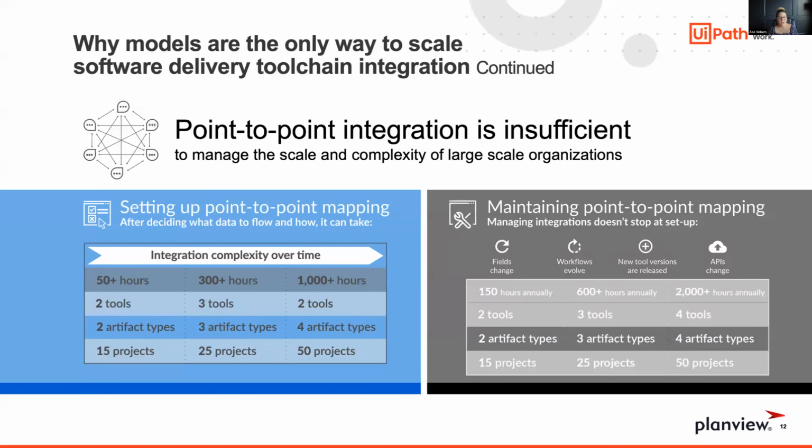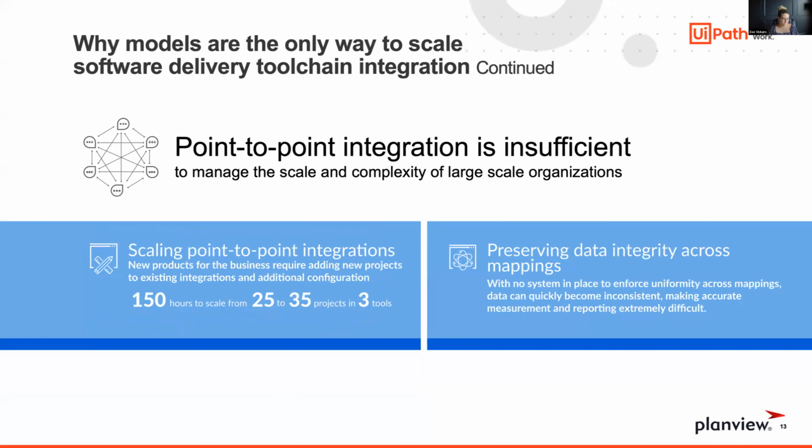But the idea here is that a point-to-point integration often can't really manage that scale and complexity of a large-scale organization. First off, it may not actually provide all the fields that you need. It may not provide all the customization that you need. And also the average company needs to be able to flow hundreds or thousands of projects across 5 different tools with 40 plus artifacts. And so we need something like a model to actually be able to maintain that integration.